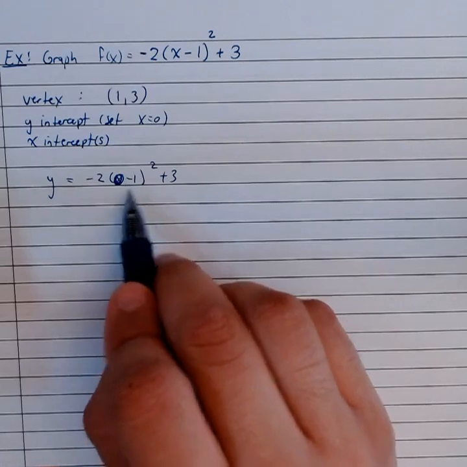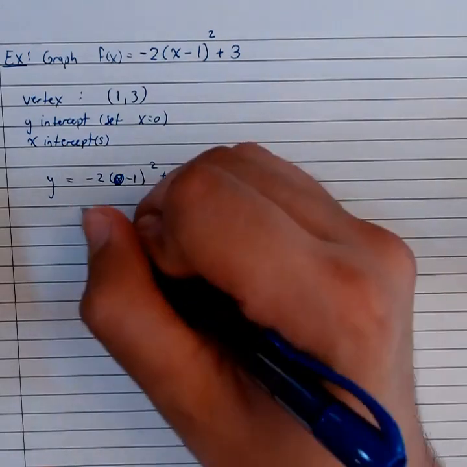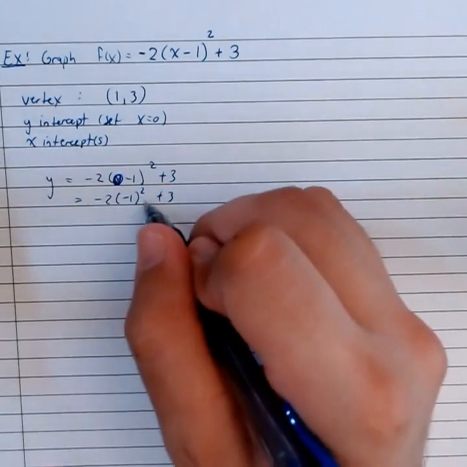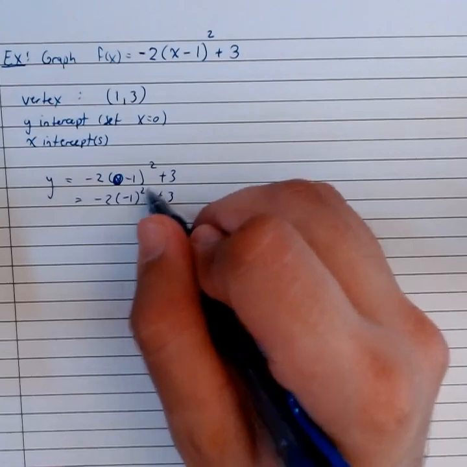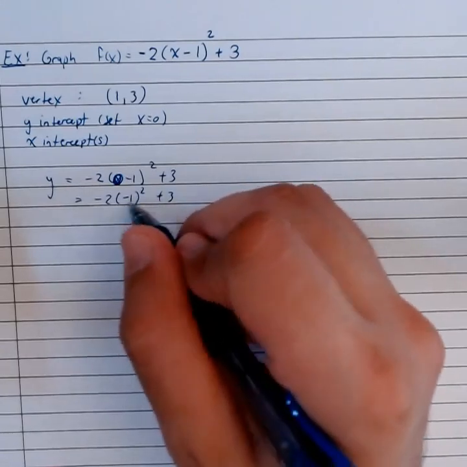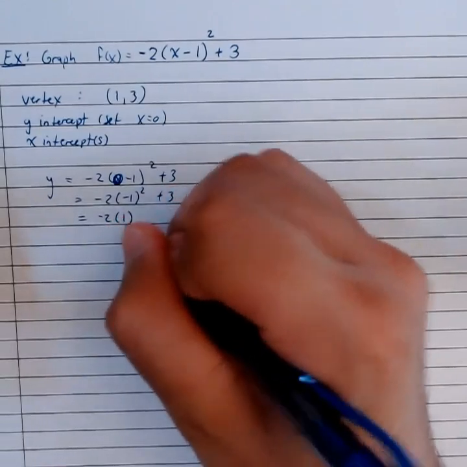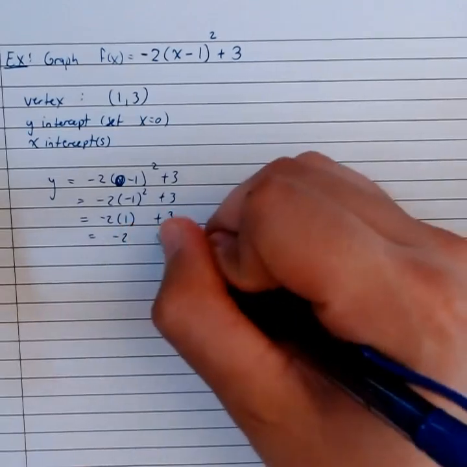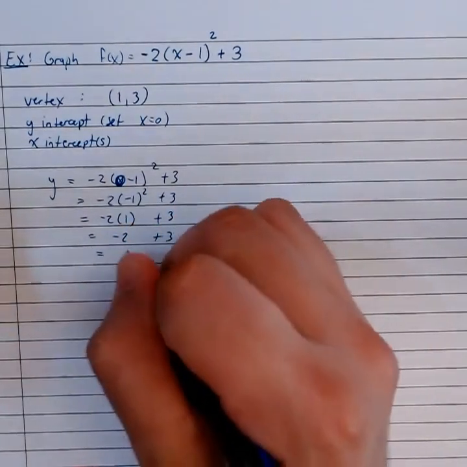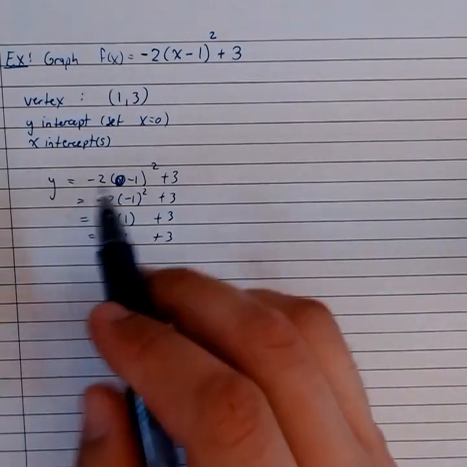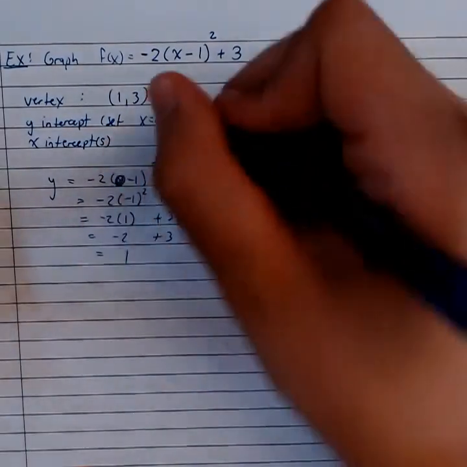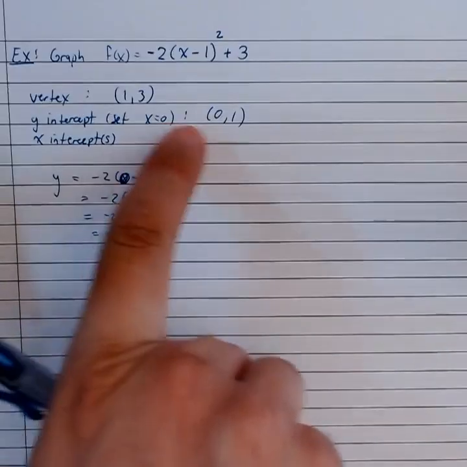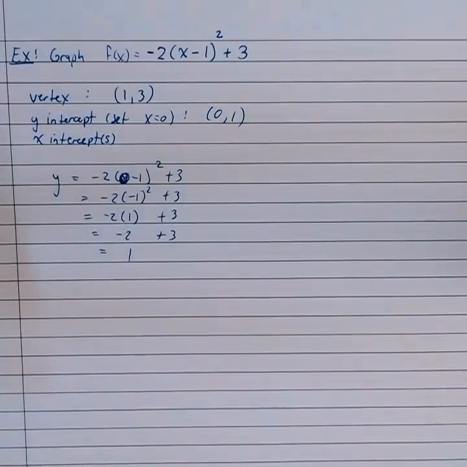Okay, so now let's just simplify. Order of operations, parentheses go first. 0 minus 1 is negative 1. After parentheses come exponents. Negative 1 times negative 1, right, squared. That's a positive 1. So that's negative 2 times positive 1 plus 3. Negative 2 times 1 is still negative 2. And then if I add 3, that's going to give me the number 1. Okay, so I set x equal to 0 and I found y was equal to 1. Okay, so (0, 1). For the y-intercept, x will always be 0. It's just up to us to find what y is.